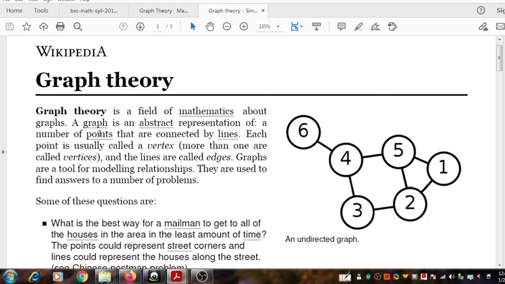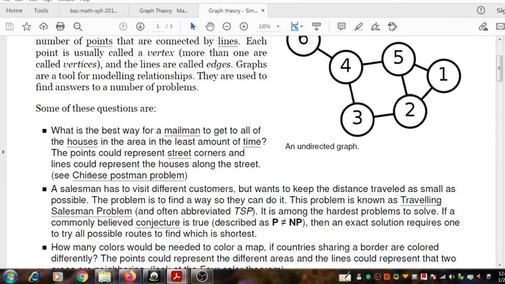Graphs are used as tools for modeling relationships, and they are also used to find answers to a number of problems. Some of such problems are given here. The first one is the Chinese postman problem. What is the best way for a mailman to get to all of the houses in the area in the least amount of time?